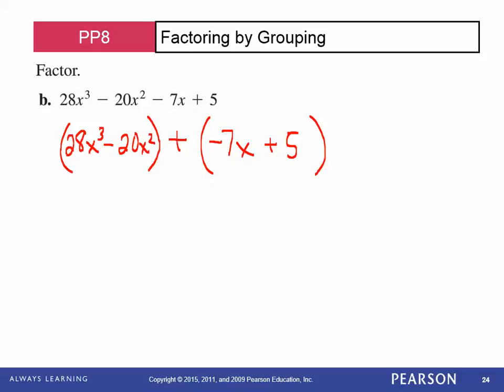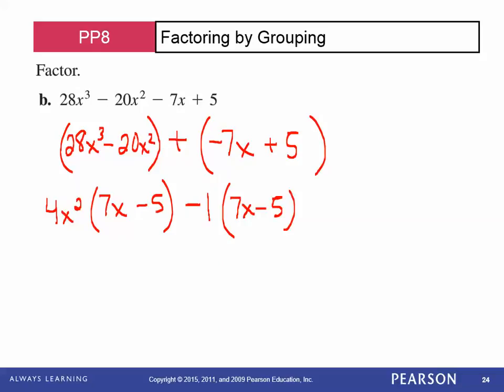22 seconds. Let's go for it here. The term that can be factored out of the first group would be a 4x squared. Leftovers would be a 7x minus 5. If we look at the other parenthesis, it's the exact opposite of what I want. So in order to change the signs, let's factor out a negative 1. Now we have 7x minus 5, just like we want. Taking out the binomial factor now, we have a 7x minus 5 on the outside, and 4x squared minus 1.